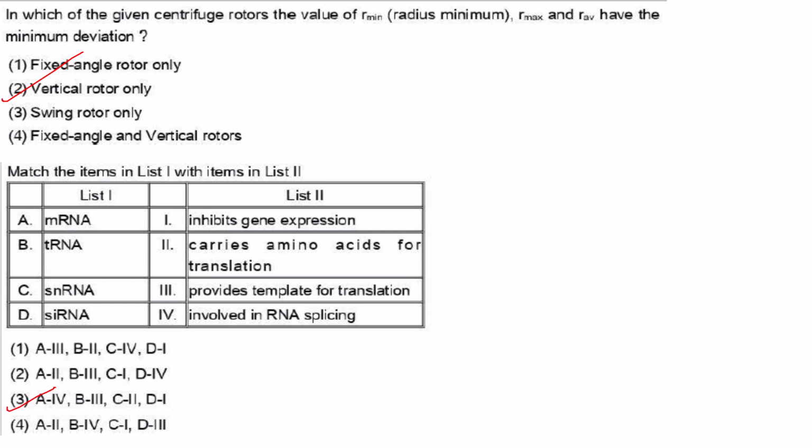Okay, A2 can be, or A3. Okay, A3, that is provides template for translation. tRNA carries amino acids for translation. snRNA is involved in RNA splicing, and siRNA inhibits gene expression. So the answer here is option 1.